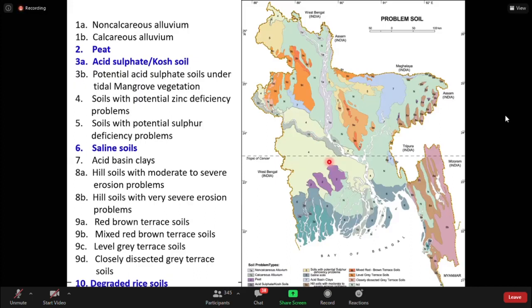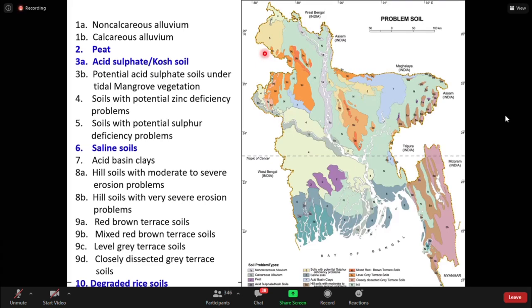Some are like potential sulfur deficiency in soils. Number 5, here in the Rangpur region. We have a very low amount of sulfur content in those soils. Some are here in the Howrah areas. Some are here in the Madhupur tract. So in these soils, we have potentially lower amounts of sulfur. So these are sulfur deficient soils. This is also a problem soil as sulfur content is very low.